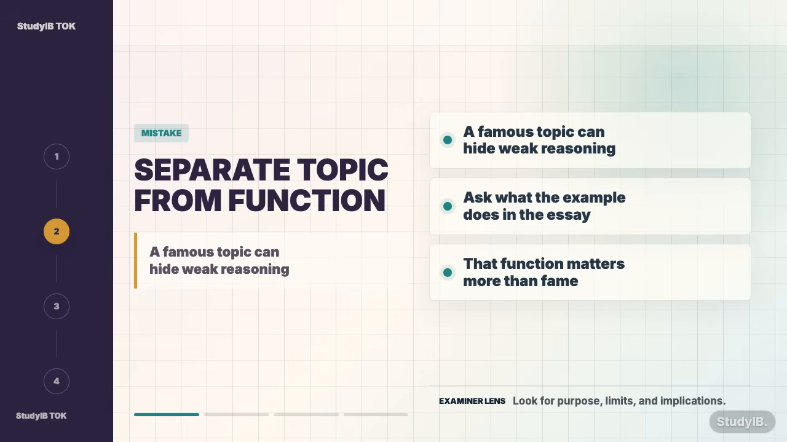A famous topic can hide weak reasoning. Ask what the example does in the essay. Does it measure reliability, show interpretation, reveal bias, or test a method? That function matters more than fame.